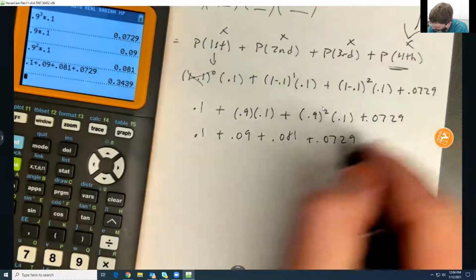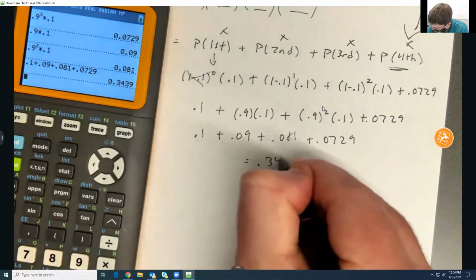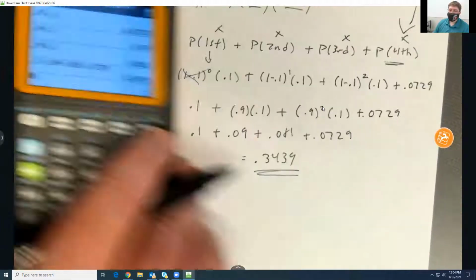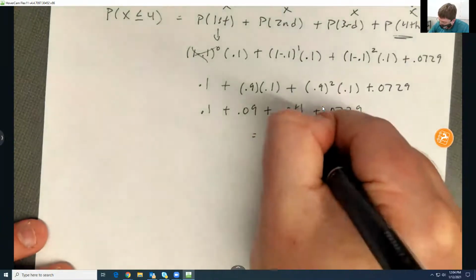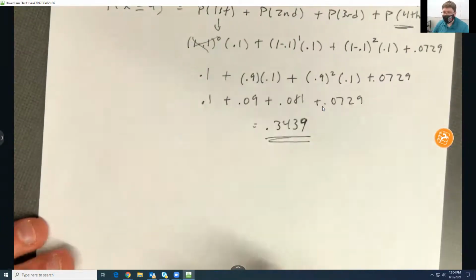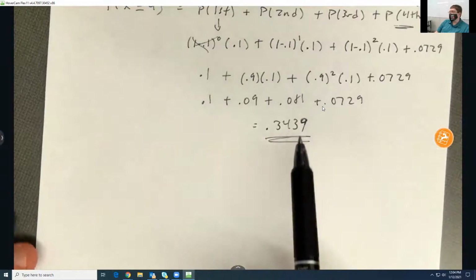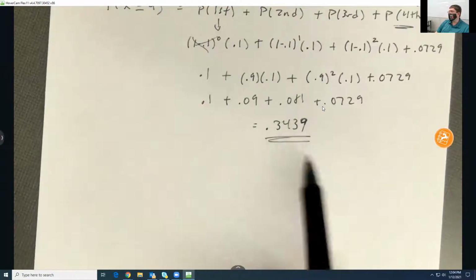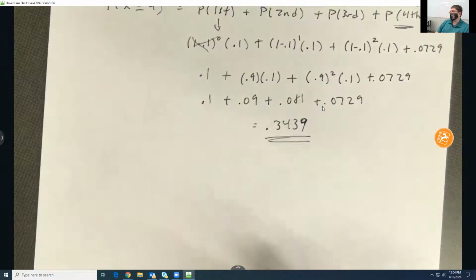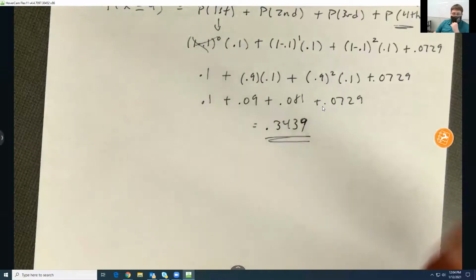Everything looks good, and my final answer is 0.3439. So that's the percent chance you have of one. I better make sure my nines look nice, and Lauren's auditing my stuff. This is the percent chance you have of getting a left-handed child within the first 4 kids. Could be first, could be second, could be third, could be fourth. Your first lefty.